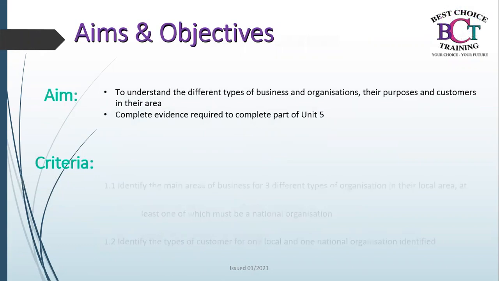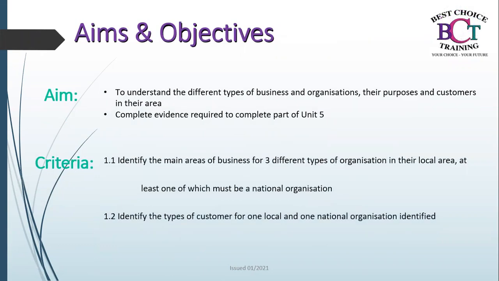Today's aims and objectives are to understand the different types of business and organisations, their purposes and customers in their area, and to complete evidence required for part of Unit 5. The criteria you're going to meet today are 1.1, identify the main areas of business for 3 different types of organisations in their local area, at least one of which must be a national organisation, and 1.2, identify the types of customer for 1 local and 1 national organisation identified.